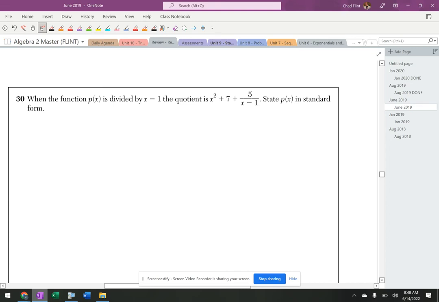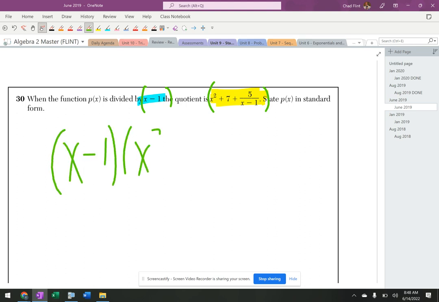All right, so not a huge fan of this question, but let's go ahead and try it out. So if I divide something by this, I get this. That means if I multiply these two together, I'm going to get the original equation. All right, so x minus 1 times x squared plus 7x plus 5 over x minus 1.